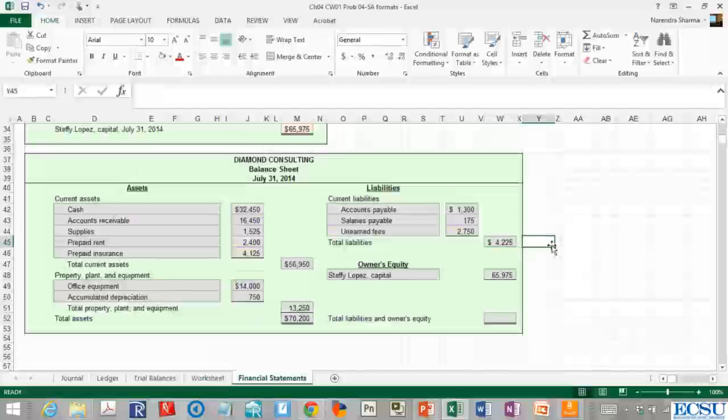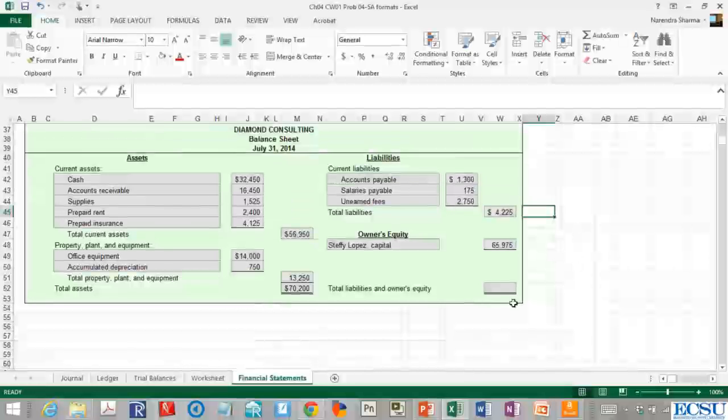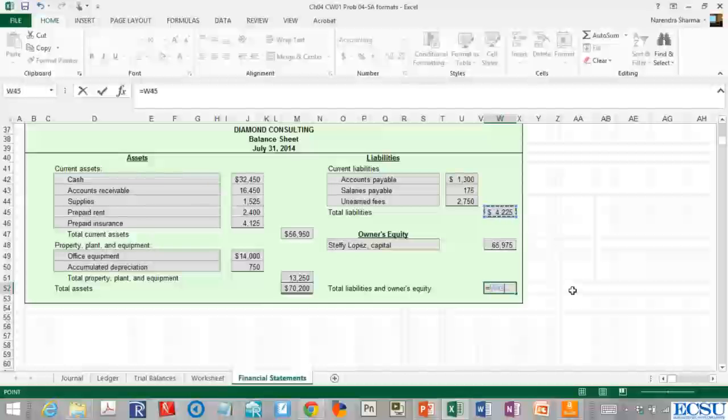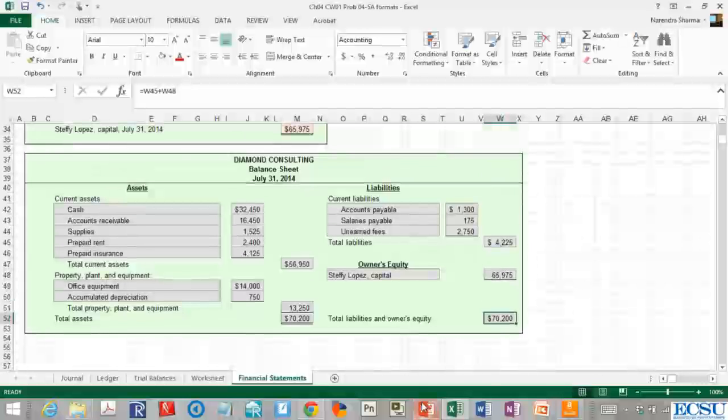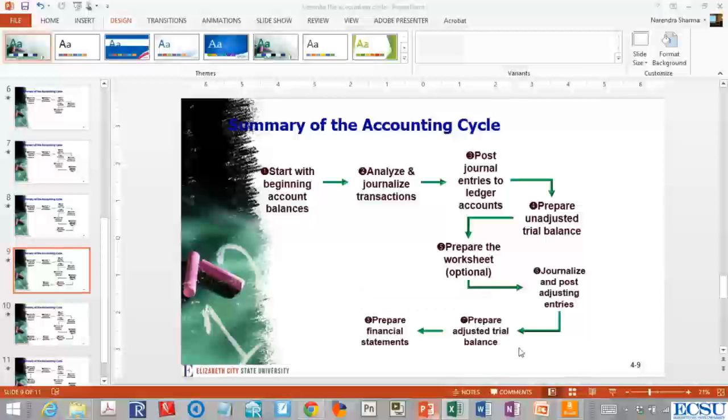Okay, so now that's the total liabilities, because we don't have any long-term liability. If we had, we would write them down here and then add up the two, current and the long-term, and write the total liabilities. Now if you add these two, we should be getting the same total of 70,200 we got on the asset side. So let's add 4,225 and owner's equity of 65,975. That gives us a total of 70,200.